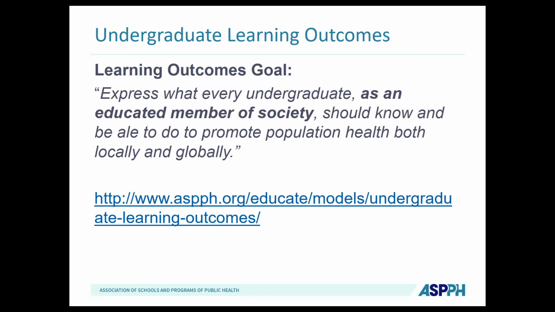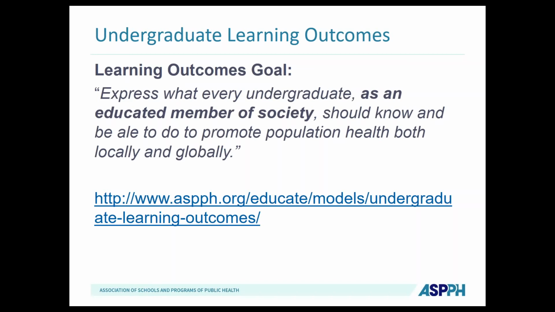And I think, again, it's really important to think about what the difference is between an undergrad and a graduate education, as Emily highlighted at the beginning too. The learning outcomes goal for these undergraduate programs is aimed at what every undergrad, as an educated member of society, should know and be able to do to promote population health, both locally and globally. So what that means to me is an educated member of society, which could be doing any type of work. It doesn't mean they have to be working in a health agency. It doesn't mean that they have to be considered a public health professional, but more that they would be an educated member of society in whatever they end up doing, whatever their trajectory is.